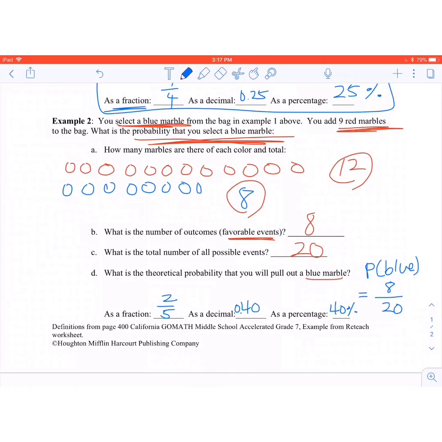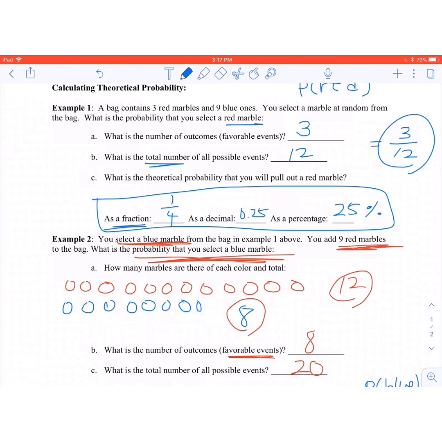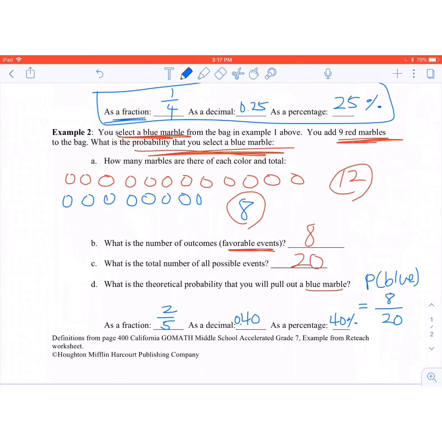So before, in example 1, when there were fewer red marbles, there was obviously a higher chance of selecting a blue marble. Whereas now, because there are more red marbles, the chance of selecting a blue marble has gone down. Okay, so always the chance of a total event is 100%. The maximum is 100% of a chance, and then anywhere under that is going to be a chance of happening and not happening.